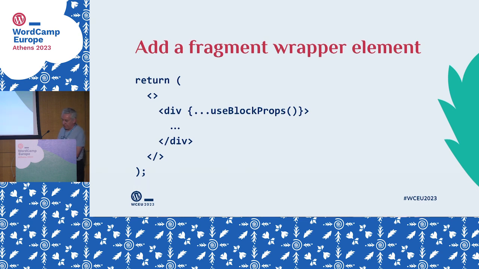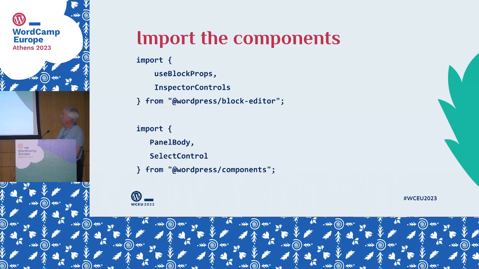Okay, so now we've got a new root level element, and we can now add elements within that alongside the div element. So we need to import some components. We need to import InspectorControls from the block editor, and we need to import PanelBody and SelectControl from components. Just add those at the top along with your other import statements. I'm pretty sure you can't use an import twice from the same thing. So you've already got import useBlockProps from the WordPress block editor, so you have to put InspectorControls in there as part of that.